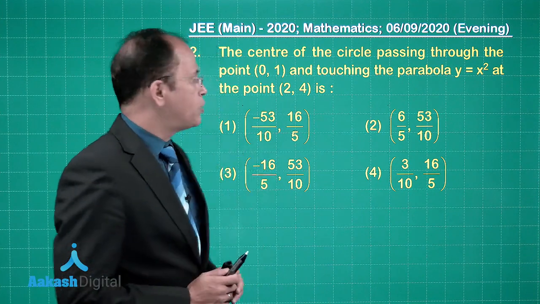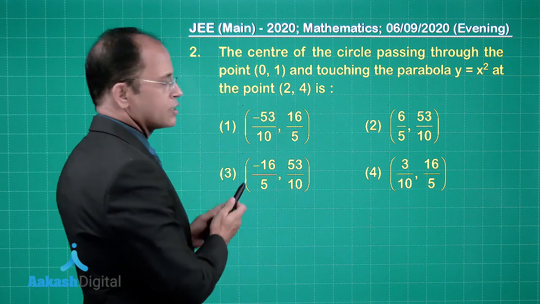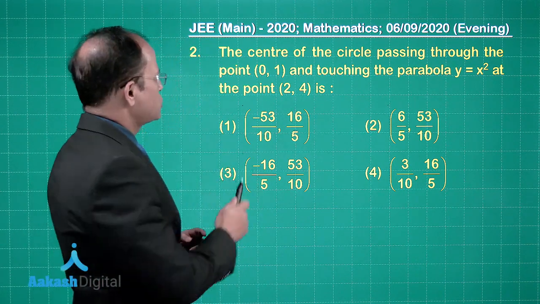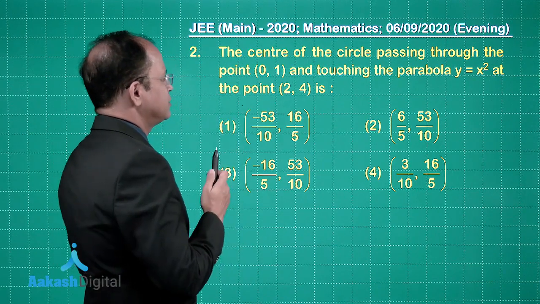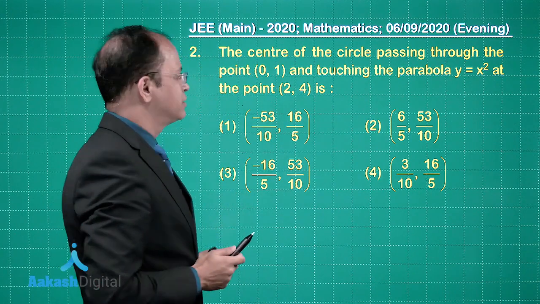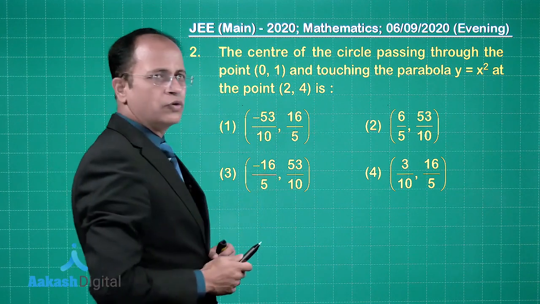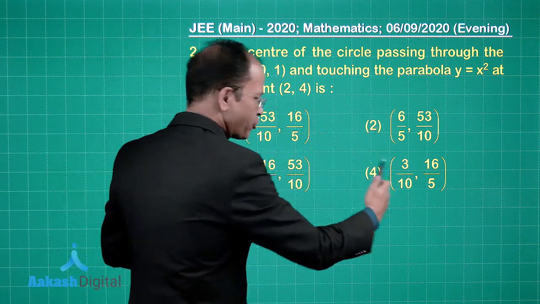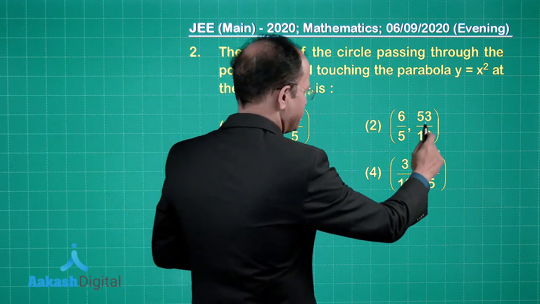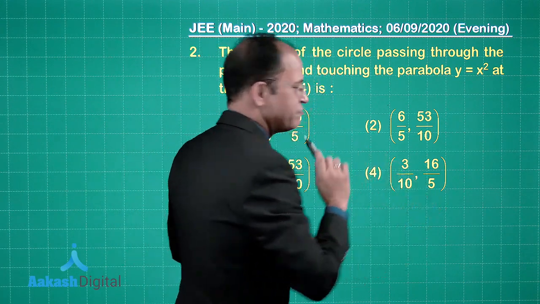Now friends, let's talk about question number 2. This is a problem based on circle and parabola, a mixture of both the concepts. So what the question states, the question is the center of the circle passing through the point 0, 1 and touching the parabola y is equal to x square at the point 2, 4 is, these are the 4 options which are given to you. That is minus 53 by 10, 16 by 5, 6 by 5, 53 by 10, minus 16 by 5, 53 by 10, then we have 3 by 10, 16 by 5.